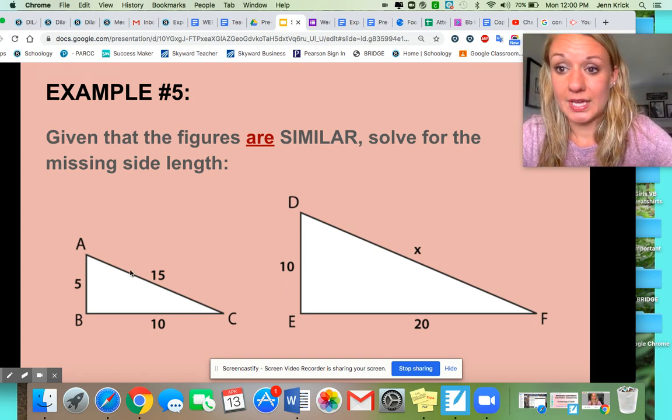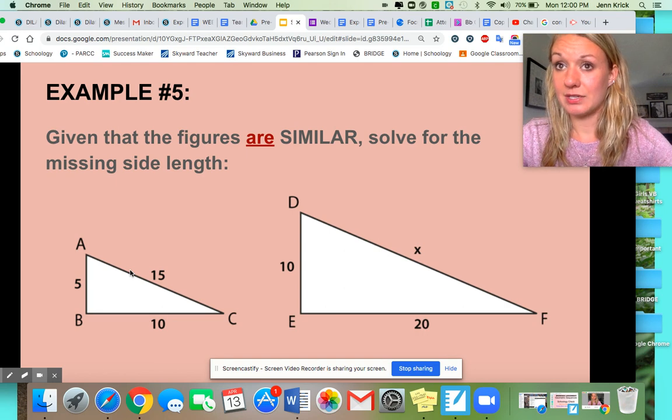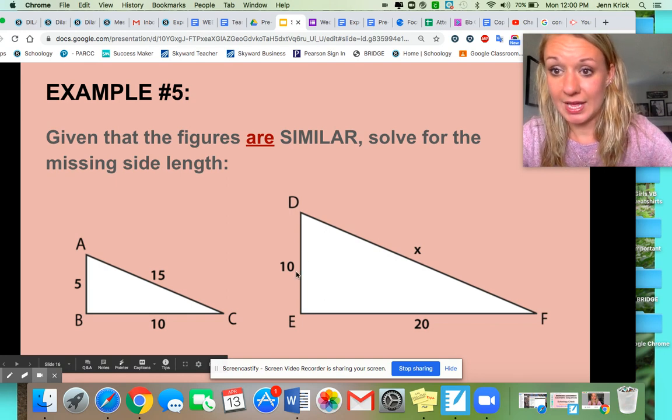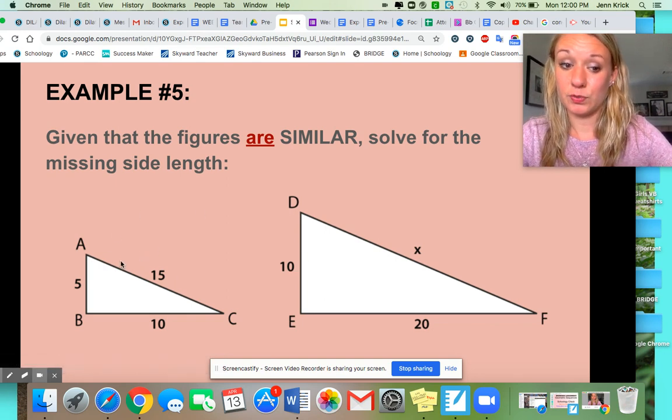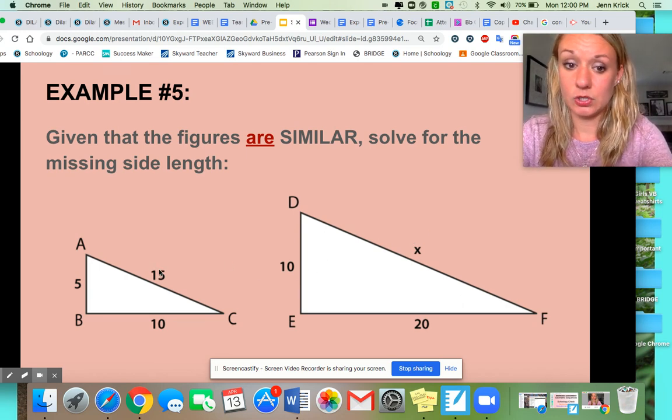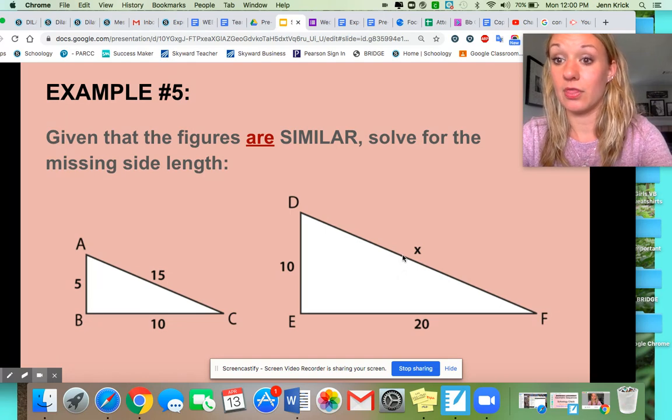First thing you want to do is say, all right, what do I need to multiply by to find that missing side length? So I know 10 times 2 gets me to 20, 5 times 2 gets me to 10, so I know that I'm going to have to multiply AC by 2 to get my larger side length here. So ask yourself, what is 15 times 2? And hopefully you tell me 30, and that would be your missing side length.